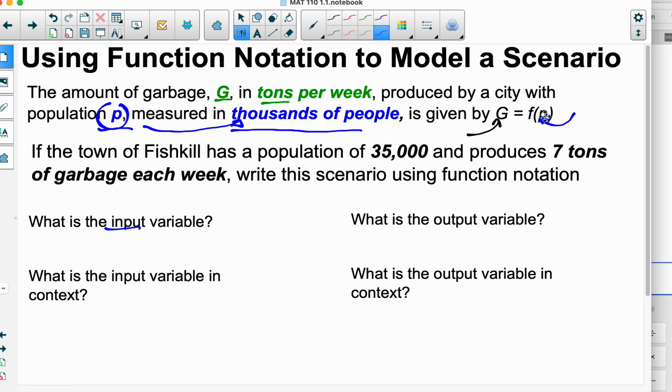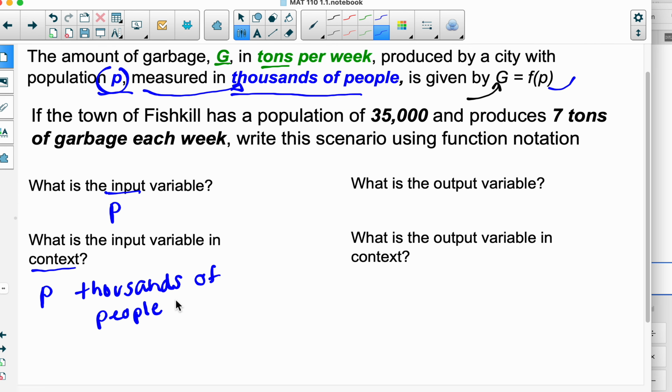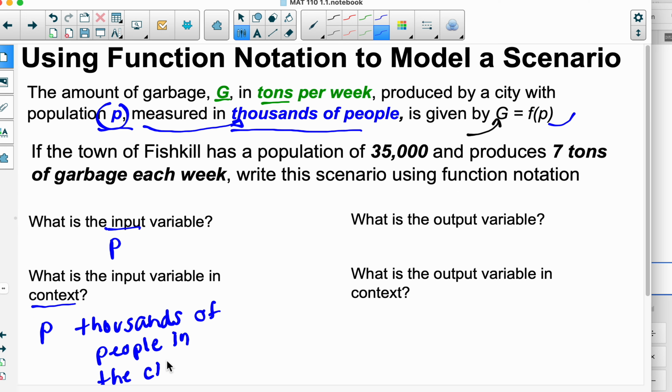What is the input variable? Well, the input variable is the thing inside the parentheses. So the input variable is P in this case. And if we want to talk in context, that just means for this specific problem that's being described, we want to put it in words or contextually. So the input variable in context is P is thousands of people. If I want to be more specific, I can say in whatever the city is. Didn't tell us what city, in the city.